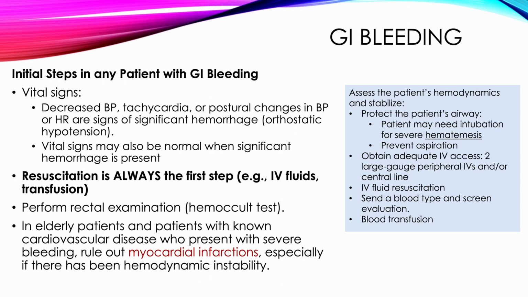Here are some other assessment things we might consider. If a patient is having severe hematemesis, there's a chance of aspiration, so the patient may need to be intubated. Like we mentioned before, we should get IV access. Usually with larger bleeds, we consider 2 large bore peripheral IVs and even a central line. We give IV fluids. We send the blood to screen for their blood type and have blood ready to go, and then we transfuse. So that's resuscitation.